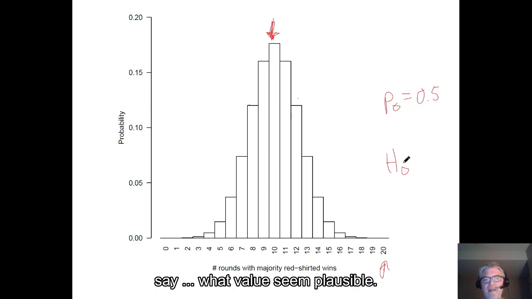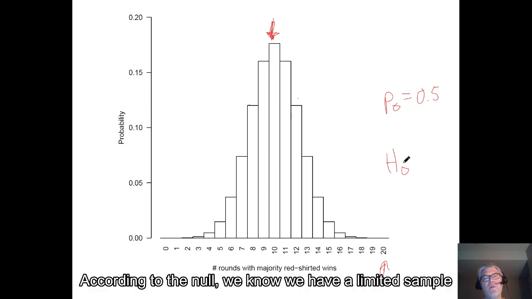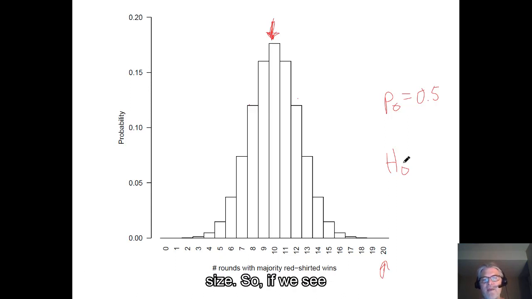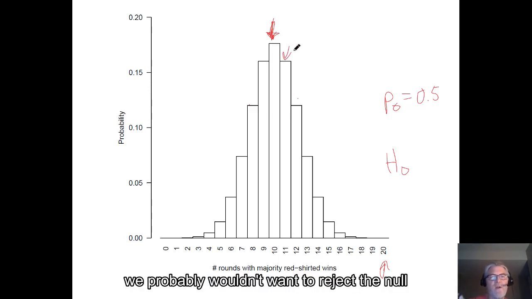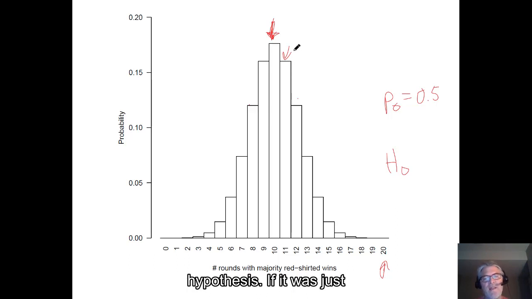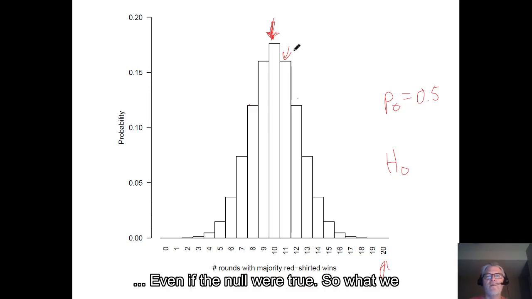So this allows us to say, what values seem plausible according to the null. We know we have a limited sample size, so if we see 11 rounds where the redshirted athletes win, that's pretty close to what we were expecting. We probably wouldn't want to reject the null hypothesis if it was just that, just 11 instead of 10. That would happen very frequently, even if the null were true.